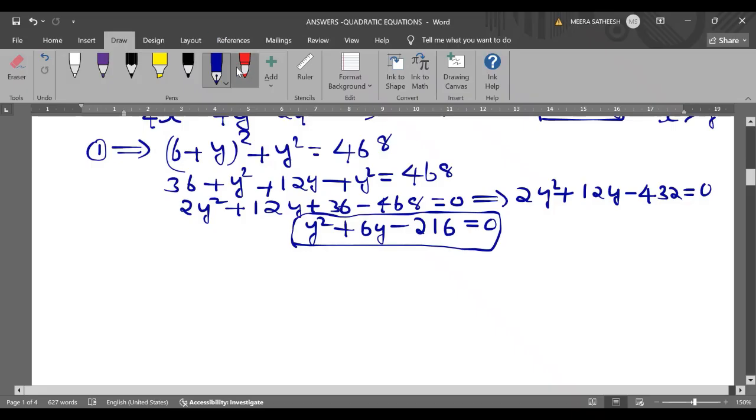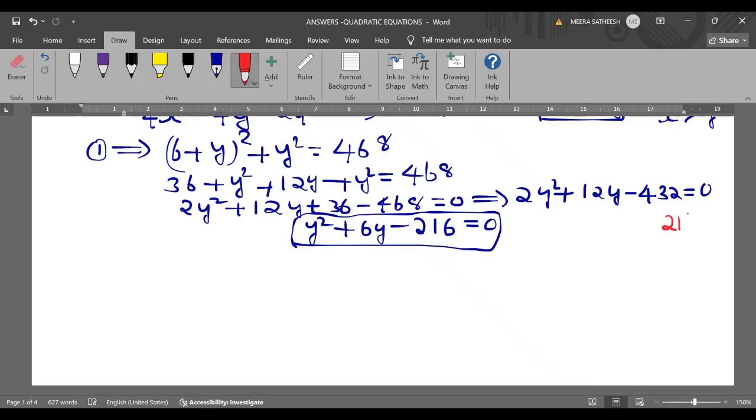So let us find the factors of 216. We know that it is 6 cube. So factorize: 2, 108, 54, 27, now 3. Now find the combination where the difference is 6.